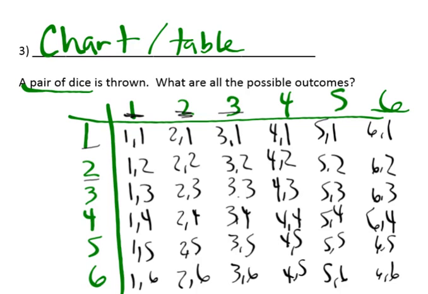And then you see when we complete the table, there are 36 possible outcomes when you roll a die twice. And then if I want to know what's the probability of getting doubles, I can see it right there on my table. It's really helpful.